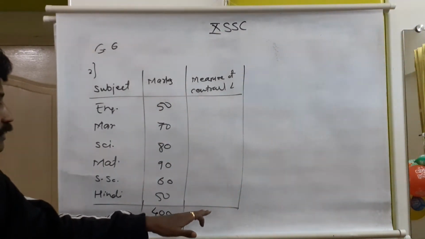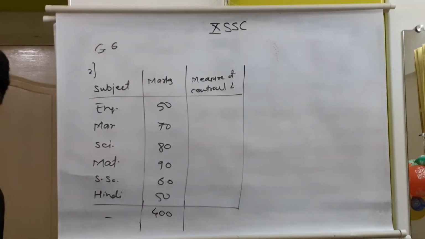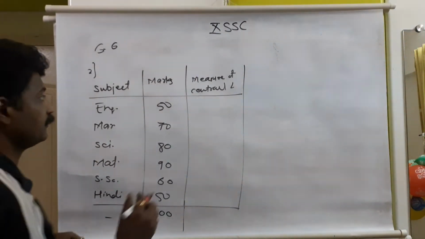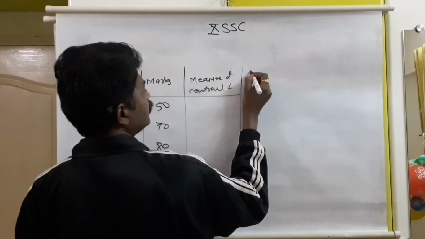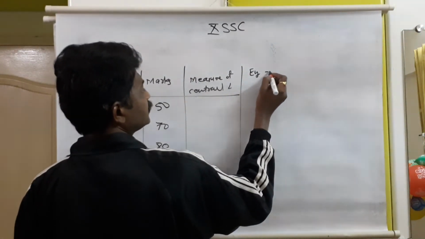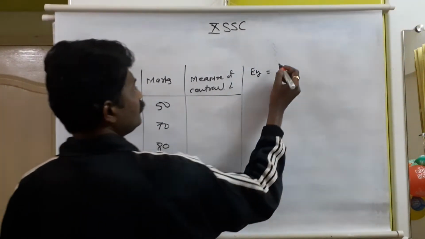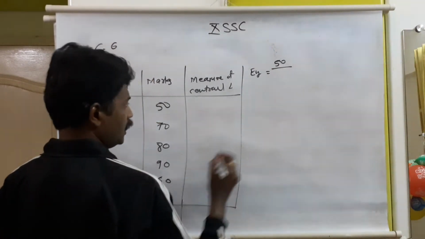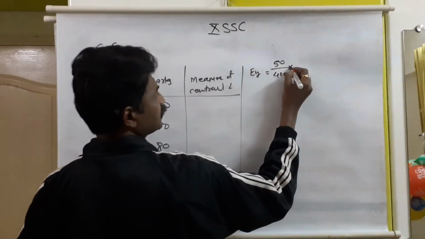Then out of 360, how much will be the central angle? For that, we will calculate it here. For English, the central angle is equal to 50 marks scored out of 400, multiplied by 360.